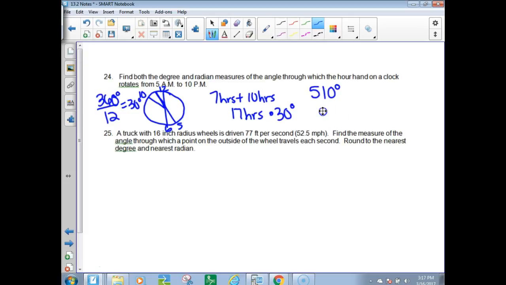And then we want to convert that to radians. So we'll do 510 times pi over 180 or 180 over pi. We want to get rid of degrees. So degrees goes on the bottom. Pi over 180. All right, and that will give us our answer in radians. And that should be 17 pi over 6 radians.